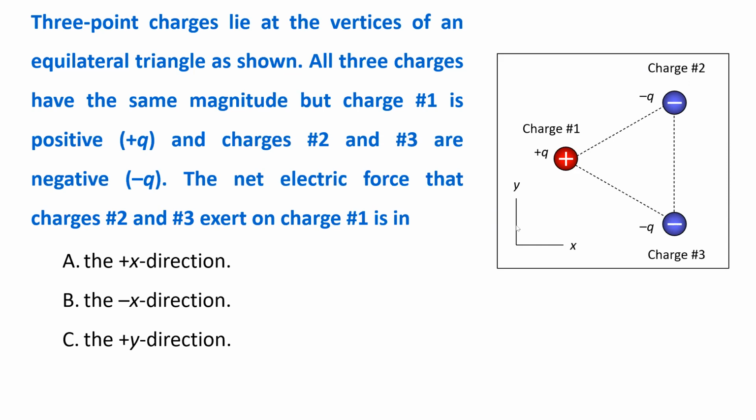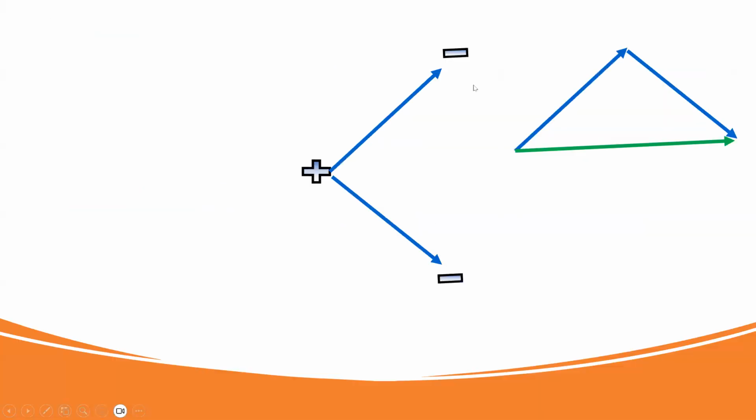The net electric force that charges 2 and 3 exert on charge 1 is in which direction? That is the question. How to find the direction of the resultant force because of two negative charges in this scenario? So to find the direction of the resultant force, first let's determine the direction in which forces are acting. Okay, to show the direction, let me show you the direction of the forces acting on the positive charge.